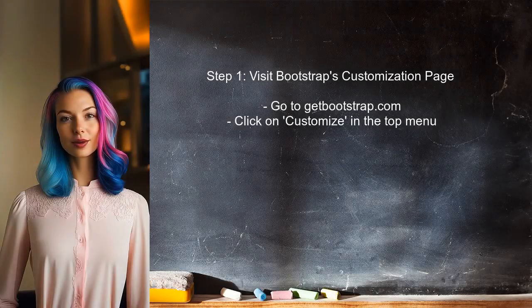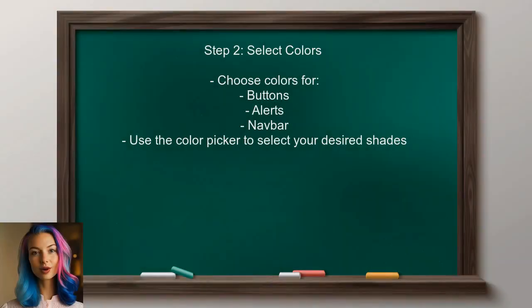To change the color scheme in Bootstrap 4, the user can start by using Bootstrap's built-in customization options. First, they should visit the Bootstrap website and navigate to the customization section. Next, the user can select the colors they want to change. Bootstrap provides a variety of color options for components like buttons, alerts, and more. They can choose their preferred colors from the palette.